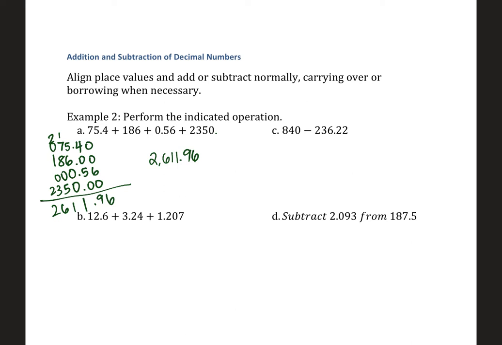For letter B, we'll do the same thing, align it up according to place values. 12.6 plus 3.24 plus 1.207. Again, I'm putting these zeros right here so I don't get confused. We have 7, 4, 6 plus 2 plus 2 is 10. Put that decimal point right there, don't forget it. 1 plus 2, 6 plus 1, 7. 1. 17.047.